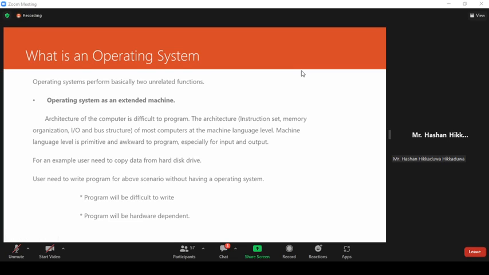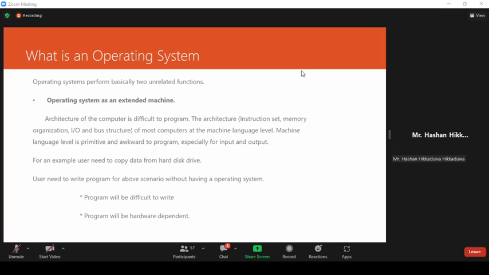So you have to write programs again and again, right? Why? It will be hardware dependent. To save, you have to write one program. To retrieve a file, you have to write another program. Likewise, you have to write separate programs and it will be difficult to write.